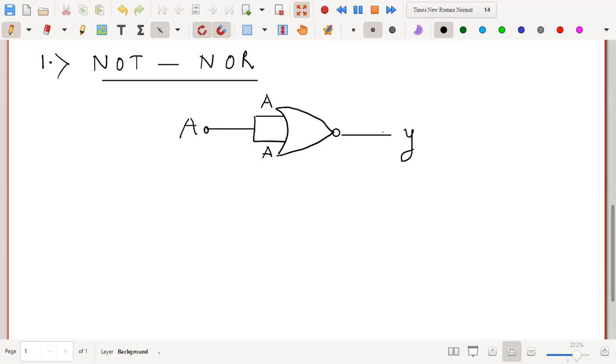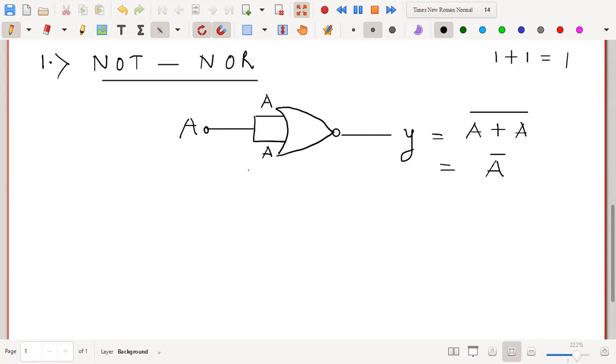And what is the operation of NOR? Operation of NOR is nothing but it would be A plus A the whole complement. A or A the whole complement. Okay. Now A or A is A because we have 1 or 1 is nothing but 1. 0 or 0 is 0. Similarly, A or A is A. So I am getting A complement. So I'm giving A at the input, and at the output I'm getting A complement.